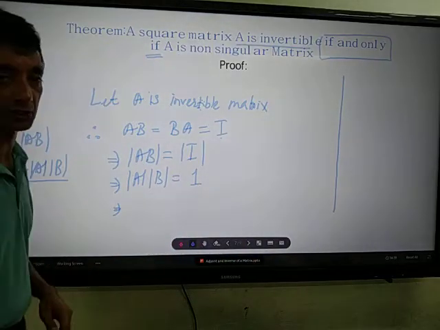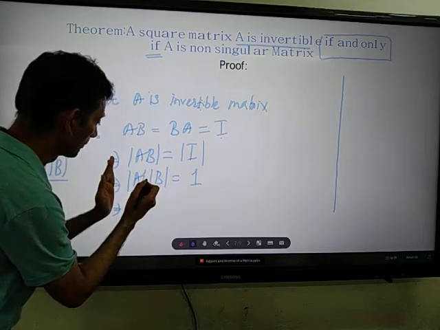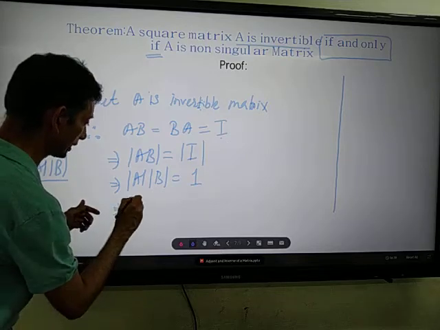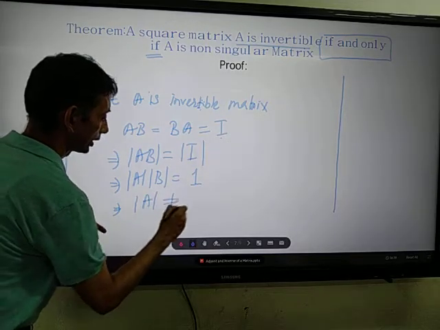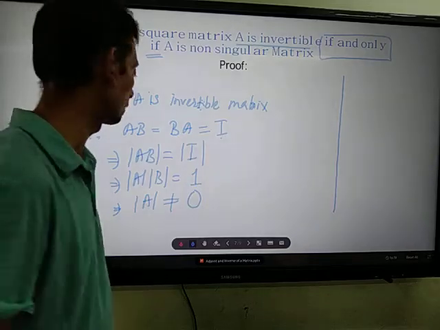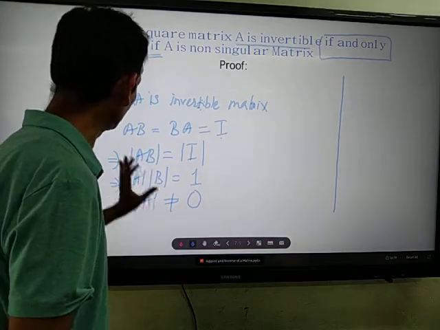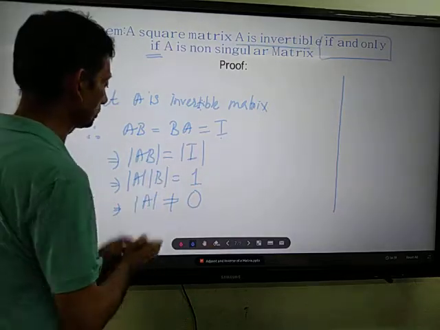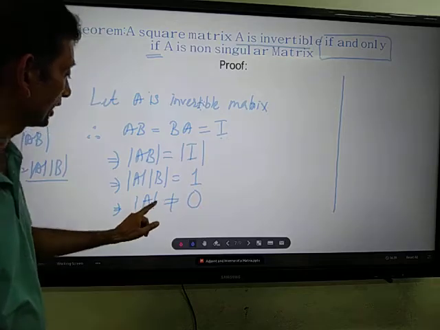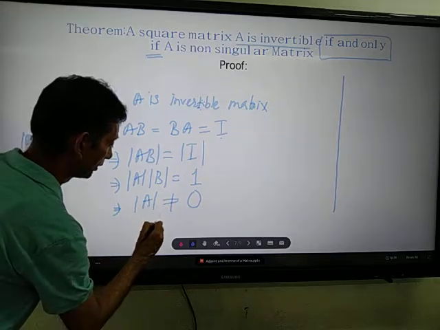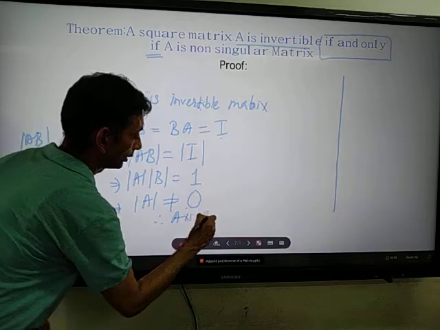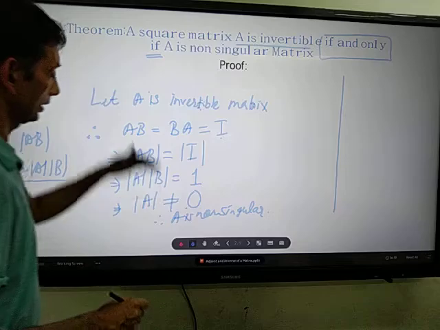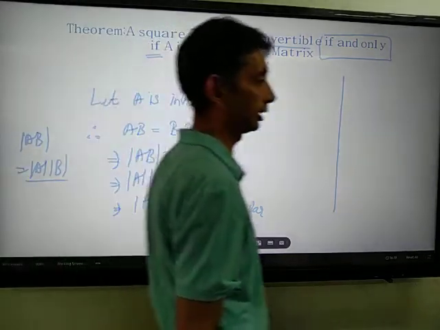Observe these steps carefully. Determinant A multiplied by determinant B is equal to 1. This implies determinant A cannot be equal to 0. If both are non-zero numbers, then only is it possible to get 1 when multiplying. So determinant A is not equal to 0. Therefore, A is non-singular. Halfway, the proof is done.